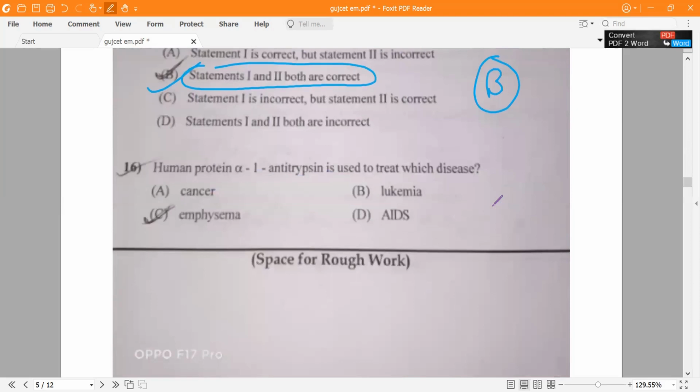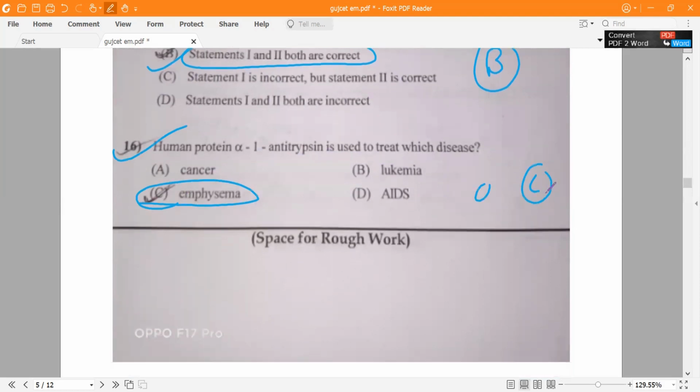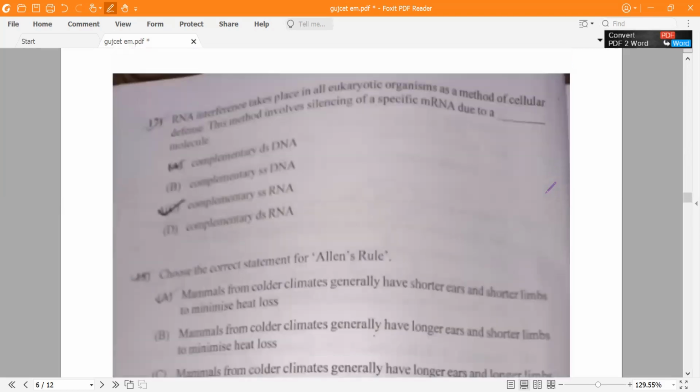Alpha-1 antitrypsin is used to treat emphysema, a commonly asked question. So it is again seen. RNA interference occurs in all the organisms. Now here it is based on a gene silencing technique. It will bind to the complementary RNA and form double-stranded RNA. So it is true because of the complementary double-stranded RNA.